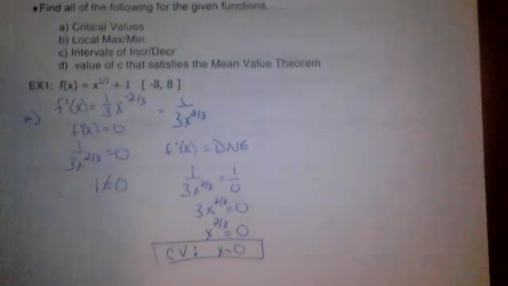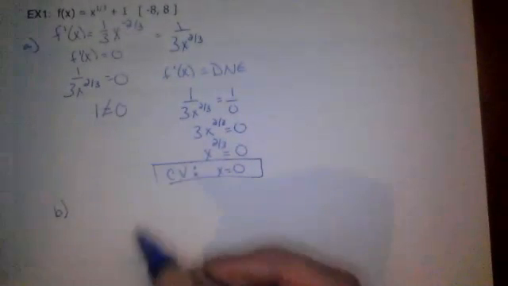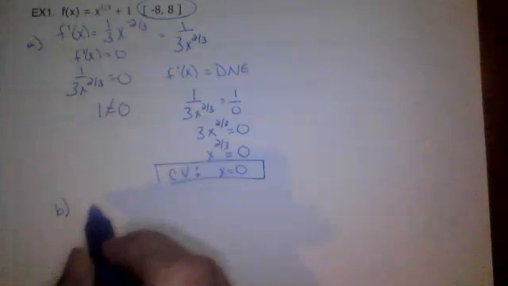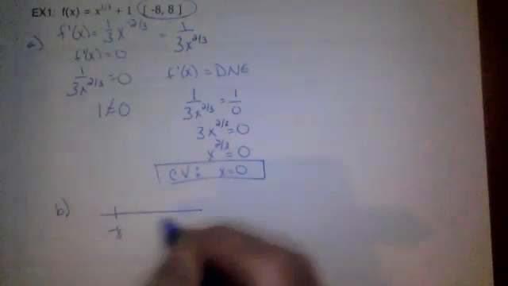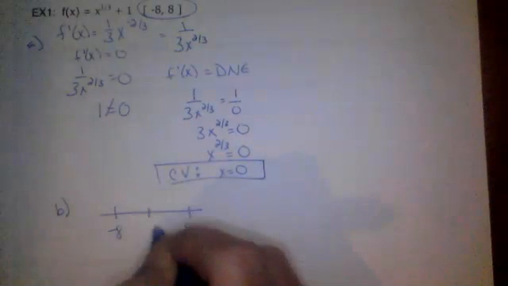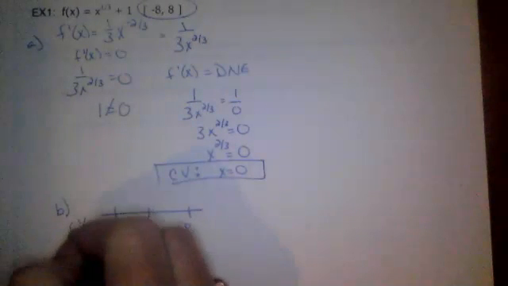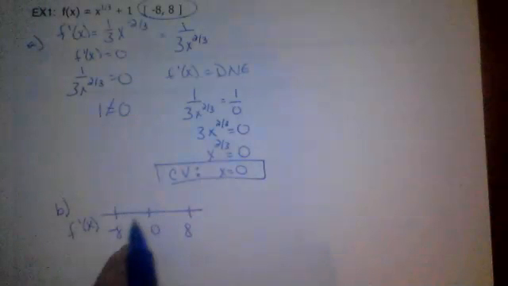All right, for part B, we need to put that on the number line. We did have an interval given to us from -8 to 8. So on my number line, I only need to go from -8 to 8. Put my 0 on the number line. And then I want to test this out. So I'm going to plug into my derivative. I can pick any number I want. So I'm going to pick -1.